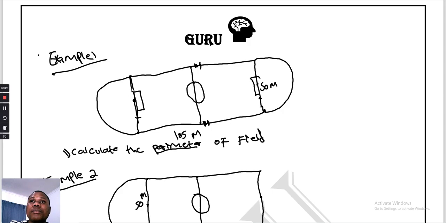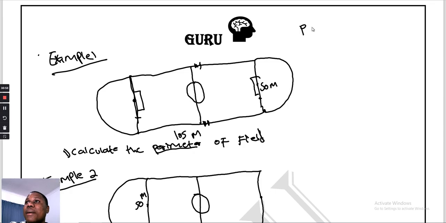Okay, that means this side is not counted. The width of this rectangle that we can see is not going to be counted when we calculate the perimeter. We are only going to count two lengths and two semicircles. Meaning that our perimeter now, we're going to calculate the perimeter and the circumference, and we add them together.